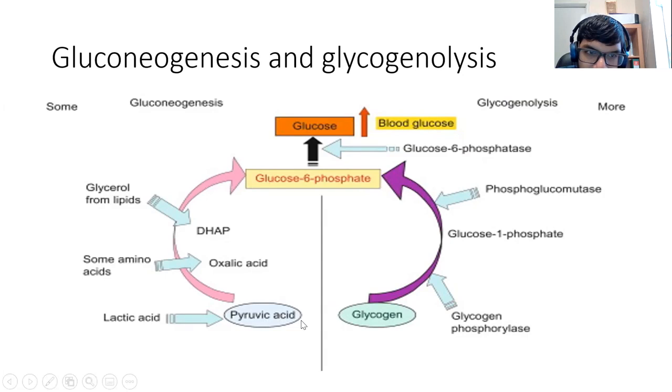It takes pyruvic acid or lactic acid and also amino acids and glycerol from lipids, and they are converted into glucose 6-phosphate, and then the phosphate is removed, and that forms glucose to raise blood sugar levels back to normal.